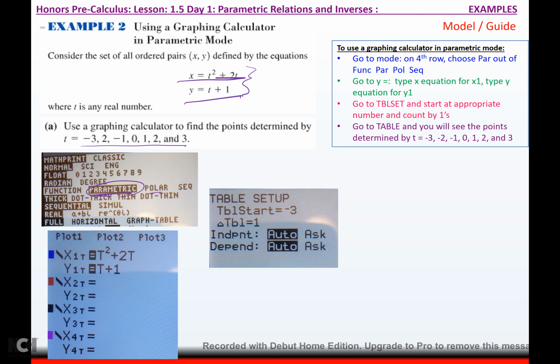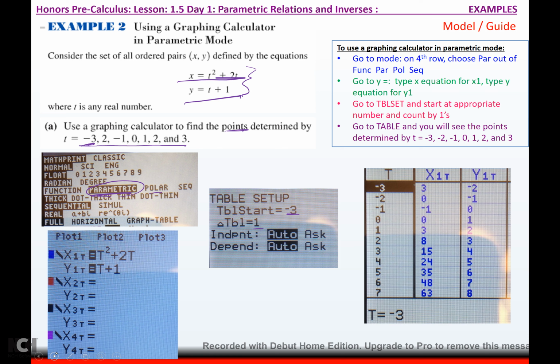Okay, I'm going to do my table set, and I'm going to make it start at -3 because it wants me to find the points from t equal -3. So I'm telling my table to start at -3 and count by ones. And then when I hit my chart, you can see, just like we did algebraically, when t is -3, x is 3, y is -2. So that ordered pair is going to be 3, -2. When t is -2, x is 0, y is -1. That ordered pair is going to be 0, -1. And so on and so forth. Okay, so you see how we end up with our xy ordered pairs using the graphing calculator.